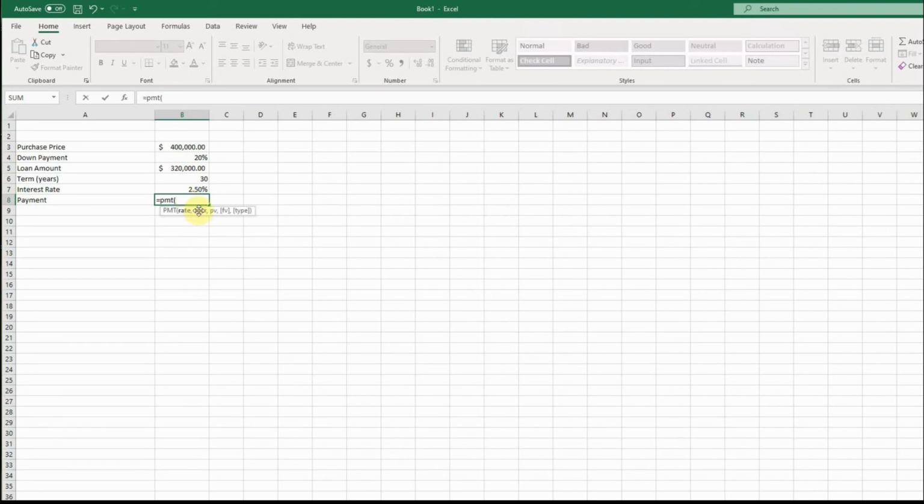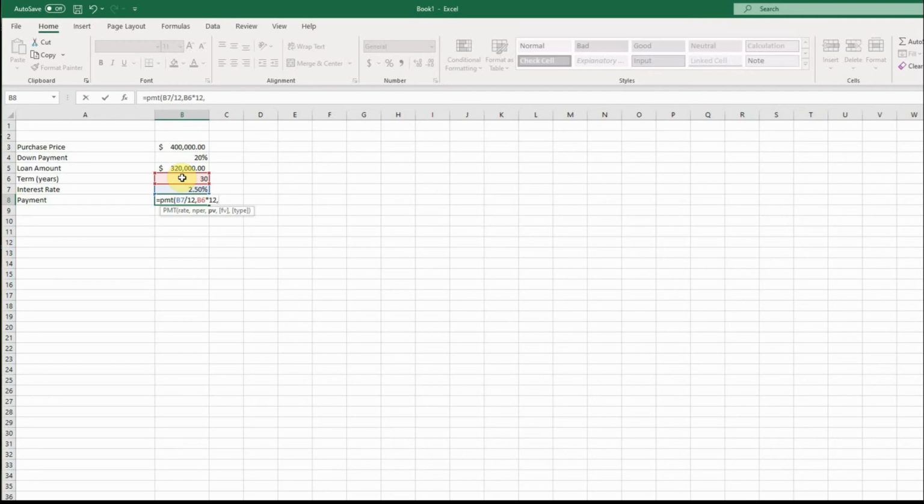and then rate is the rate, and we're going to make it consistent throughout the loan. We're going to be making payments on a monthly basis. So the rate is going to be this number here, but we're going to divide it by 12 because we're going to be making 12 payments a year. And then the number of periods is 30. It's a 30-year term, but we're going to multiply that by 12 to get the total number of payments.